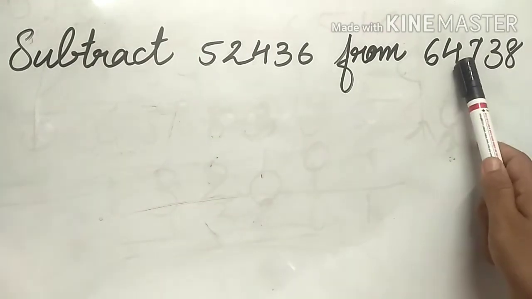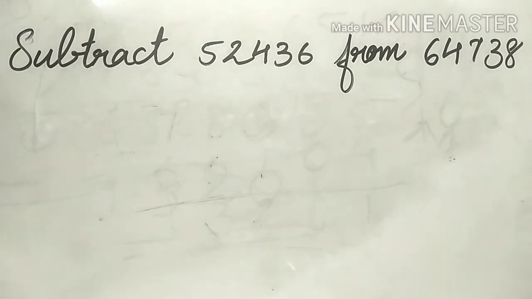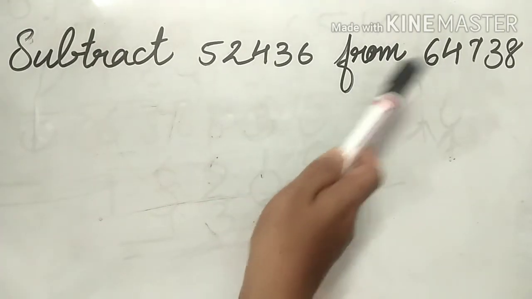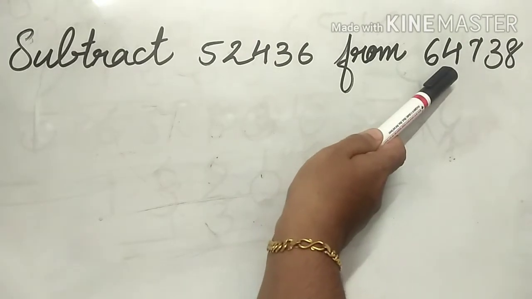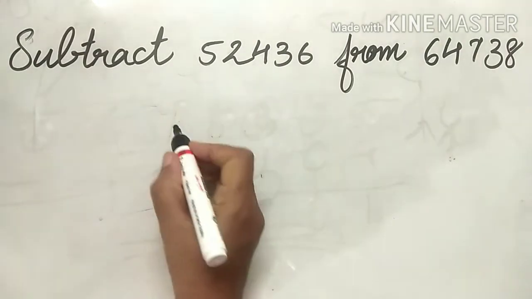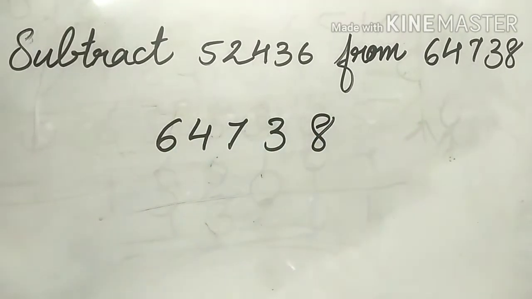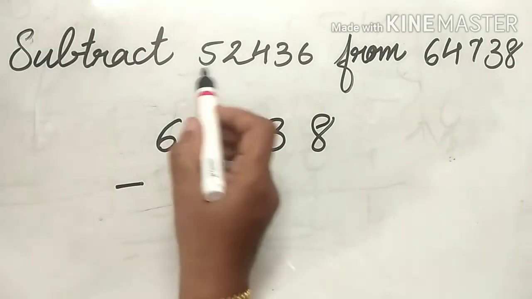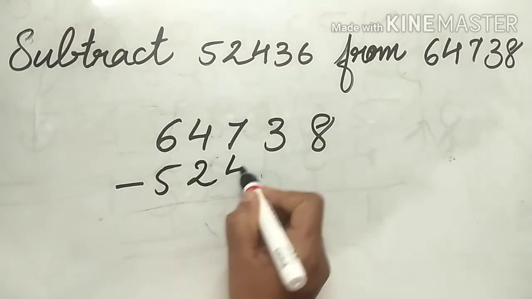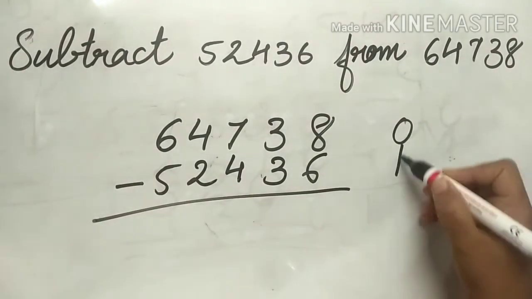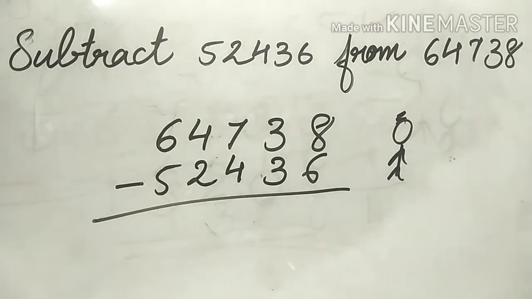Next question: subtract 52,436 from 64,738. Here you have to note that "from" means subtract this number from this. That means you have to write this number first. So I'm writing that number first. 64,738 minus 52,436. Same way, this is the ones place. Now we are going to start the subtraction.